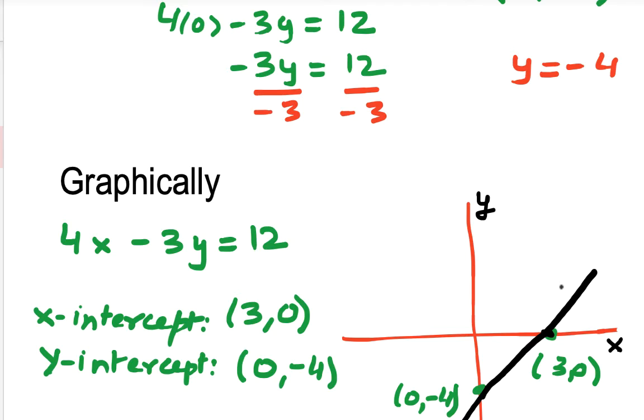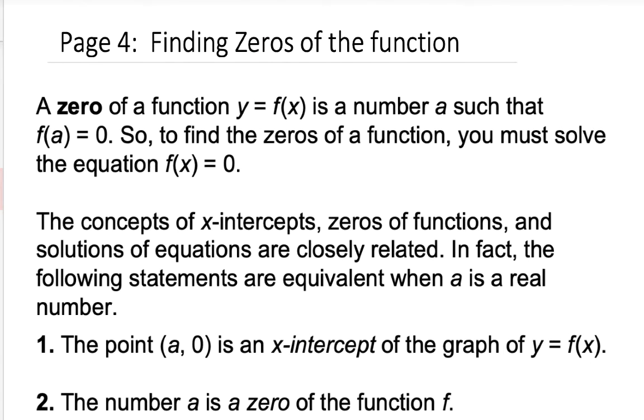Okay, so this is how we can draw and show the intercepts on the graph. Now the next thing we're going to look at is the zeros of the function. Now let's define what is a zero of a function. A zero of a function is a number a such that f of a equals 0. So to find the zeros of a function, we only have to solve this equation f(x) equal to 0.